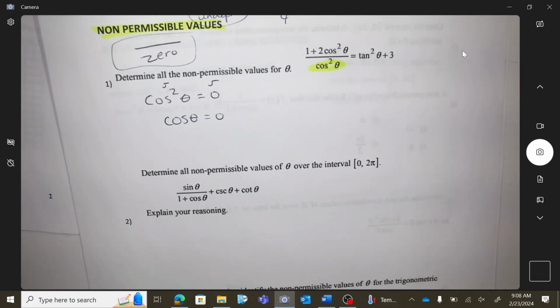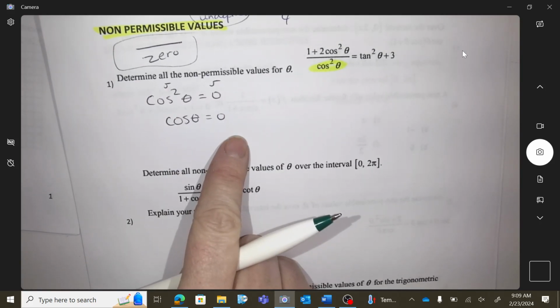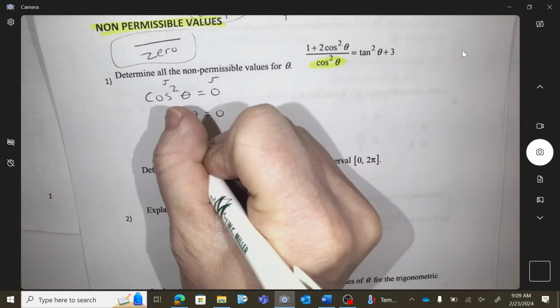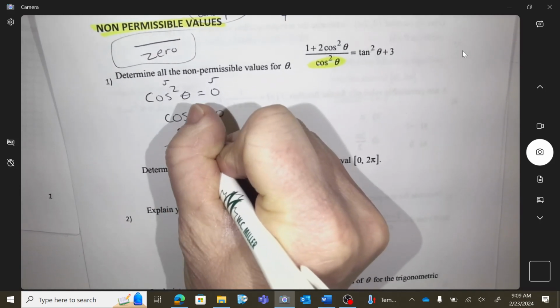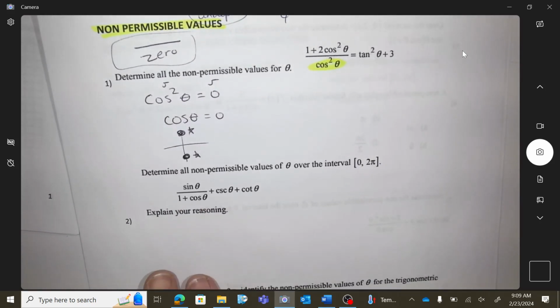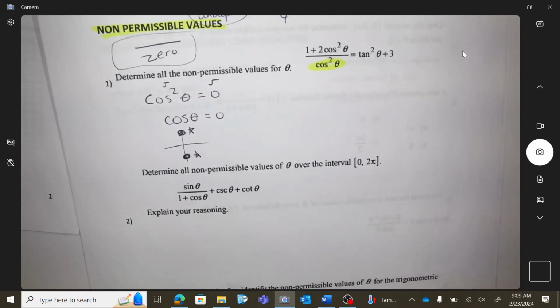So what angle is bad? Looking at my unit circle, I'm thinking about an angle where the cos is 0. Where is that going to happen? Did you look at those spots? There and there. Cos is 0. The x value is 0. Okay. I'm not going to write my answer yet. I'm going to wait to the end.